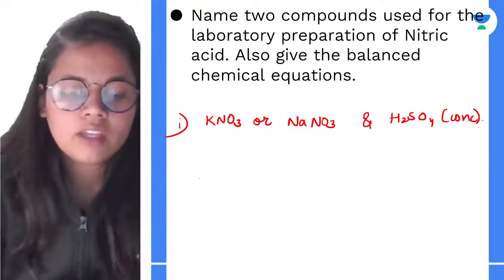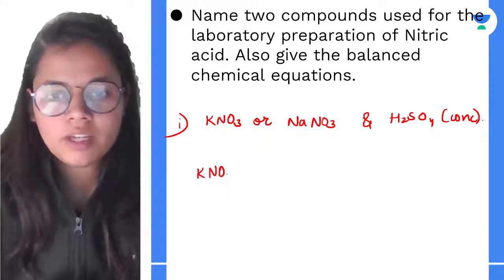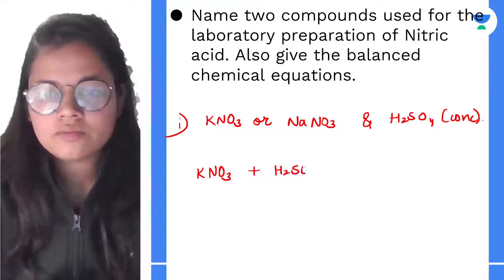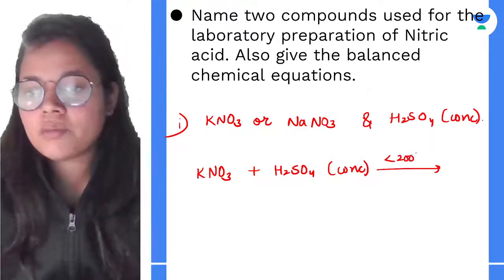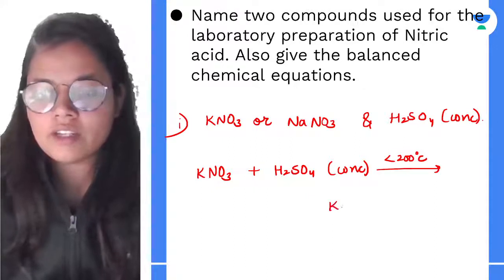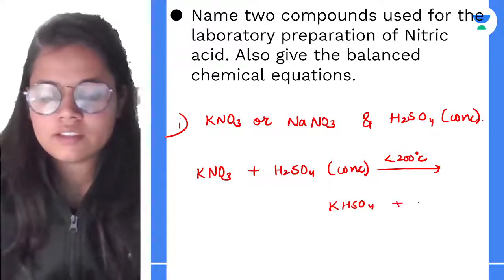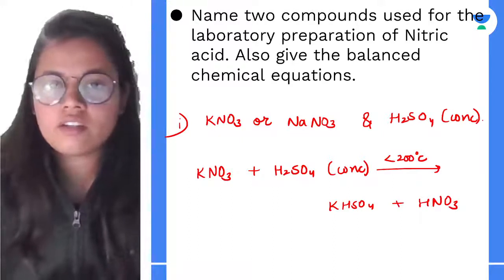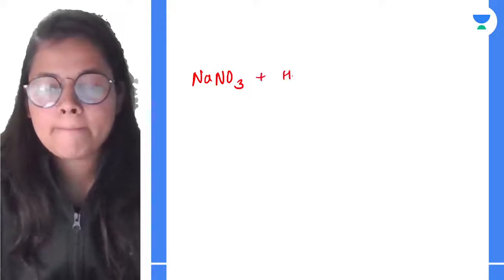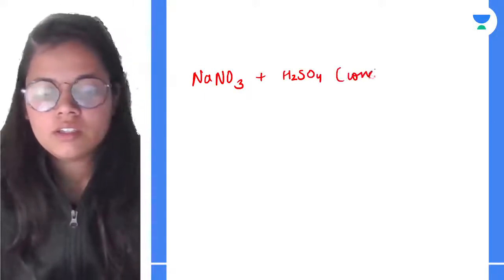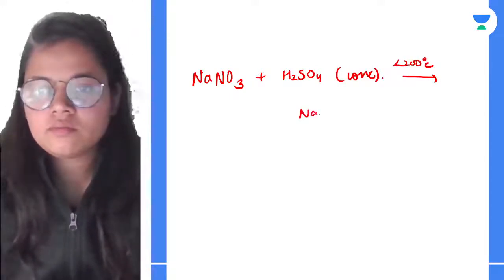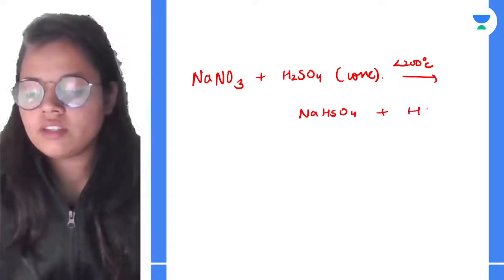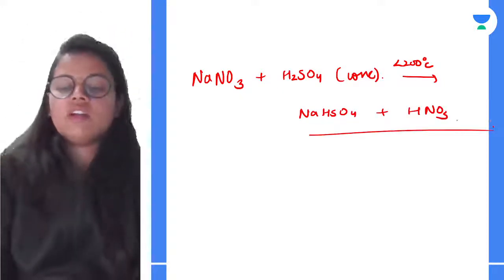And talking about the balanced chemical equations, when potassium nitrate reacts with sulfuric acid, which is in concentrated form, at a temperature below 200 degrees Celsius, please remember to mention, we get nitric acid. Correct, Srishti? Your answers are correct. And if I talk about sodium nitrate, it will again give nitric acid. Okay. All right.